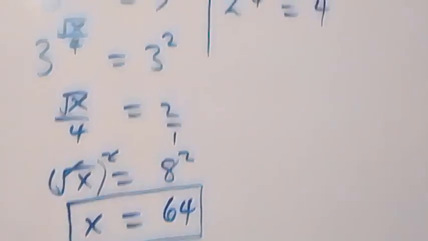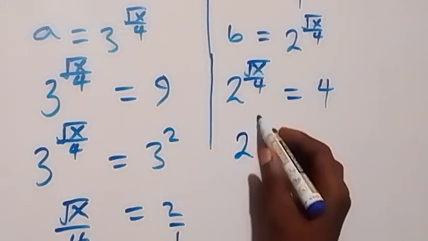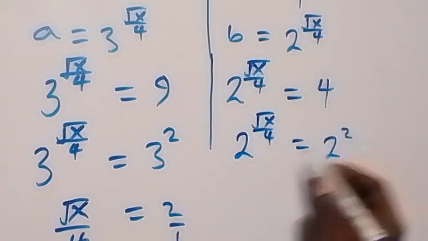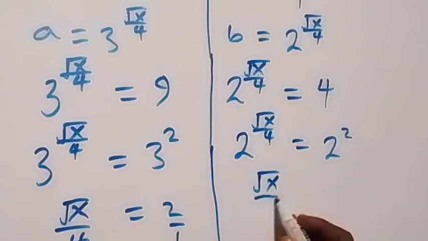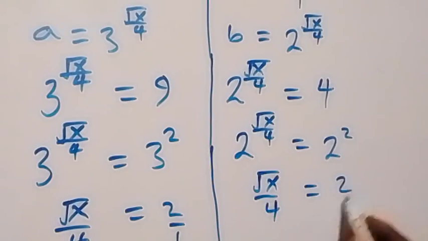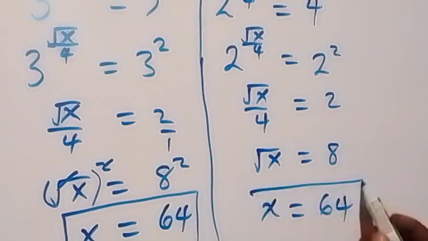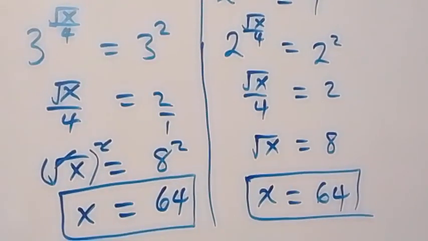And also from here, when we change 4 to base 2, we have 2 raised to power root x over 4 equals to 2 raised to power 2. And here as well, the bases are equal, so we have root x over 4 equals to 2 as well. Also cross multiplying, we have root x equals to 4 times 2, which is 8. Also squaring both sides, here we have x equals to 64. So in the two cases here, we have the same answer as x equals to 64.